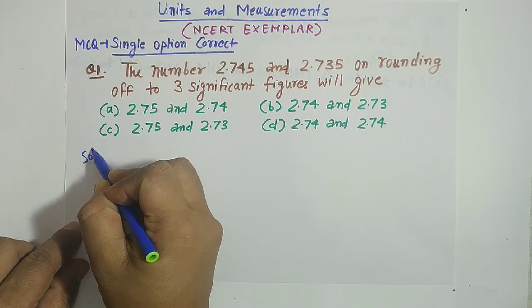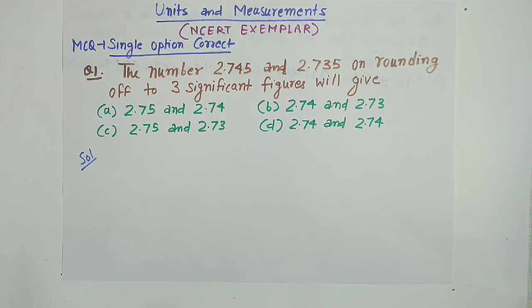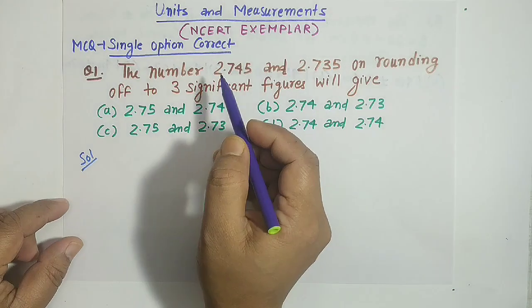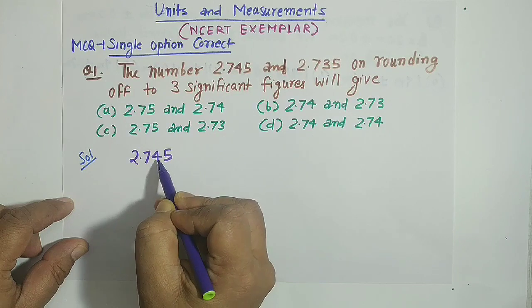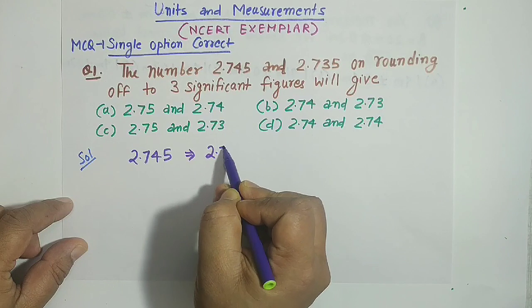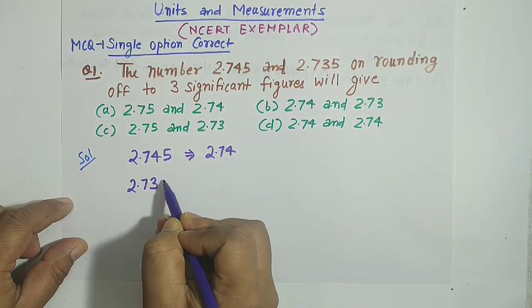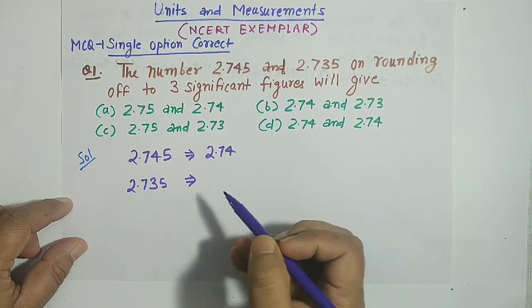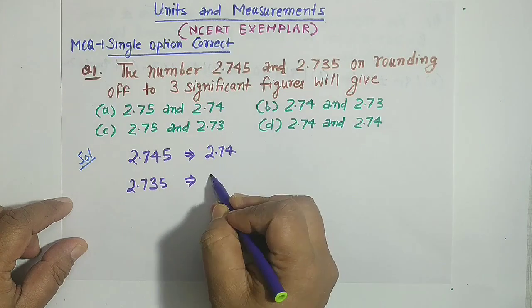See here, what is the statement? The statement is that the number on rounding off to 3 significant figures. So we will round off to 3 significant figures. Now the first number is 2.745. Now 1, 2, 3. Now this is even, so if you round it off, it will remain 2.74. Remember, the second is 2.735. If you see 1, 2, 3, rounding digit 3, it's odd. So it becomes 2.74.